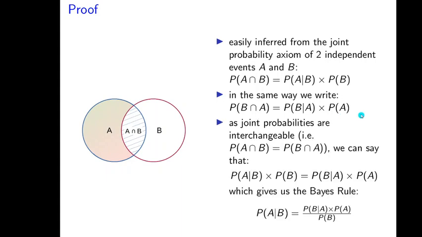And as joint probabilities are interchangeable, which means that the probability of A intersect B is the same as the probability of B intersect A, that makes the right hand side parts also equal to each other. So we can write easily that the probability of A given B times probability of B equals the probability of B given A times probability of A, which easily gives us Bayes' rule. The probability of A given B equals the probability of B given A times probability of A divided by probability of B.